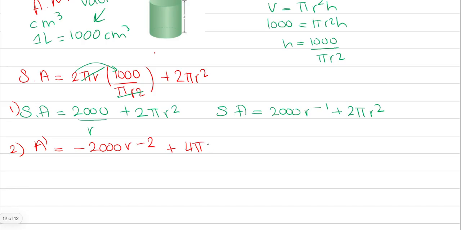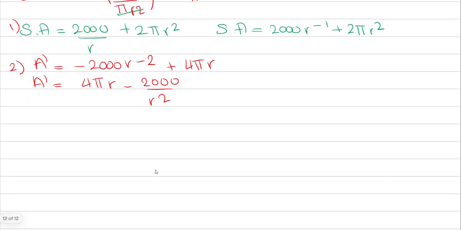So here I'm just finding the derivative. If I need to simplify it, I'm going to put 4 pi r first, minus 2000 over r squared. This is going to be the derivative of my surface area. Now for my third step, I need to find my critical points, like we said. How do I find my critical points? I'm going to equate this to 0.